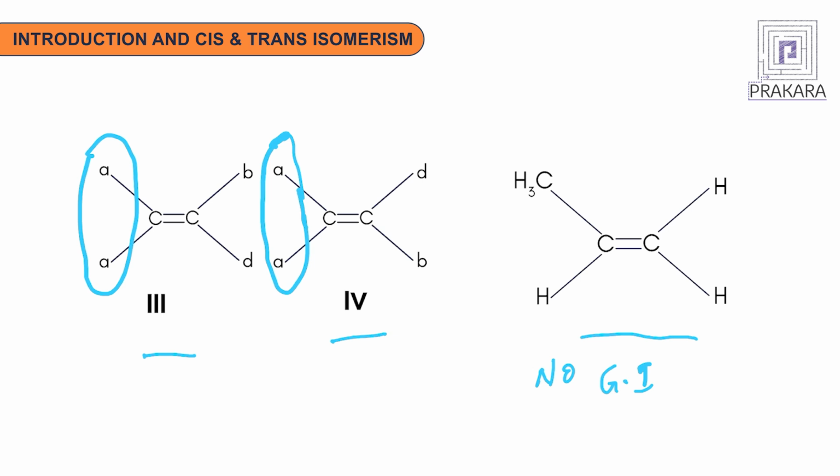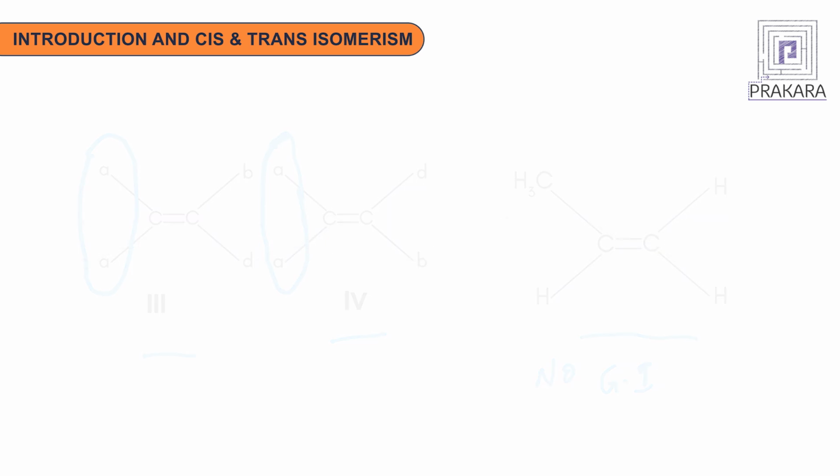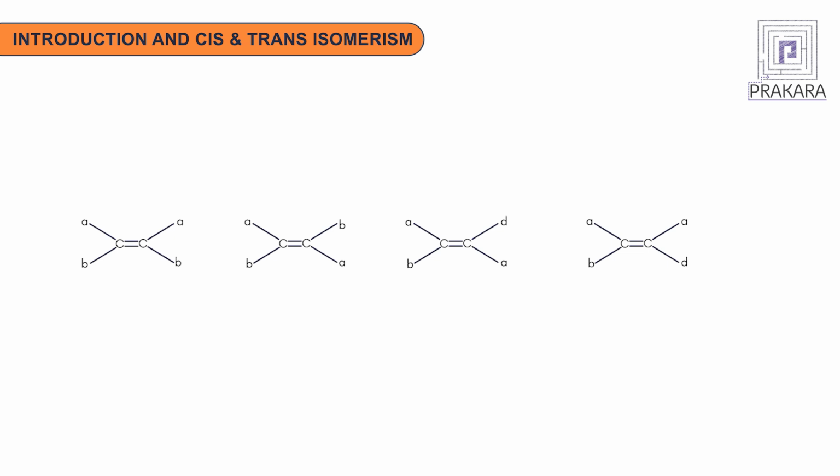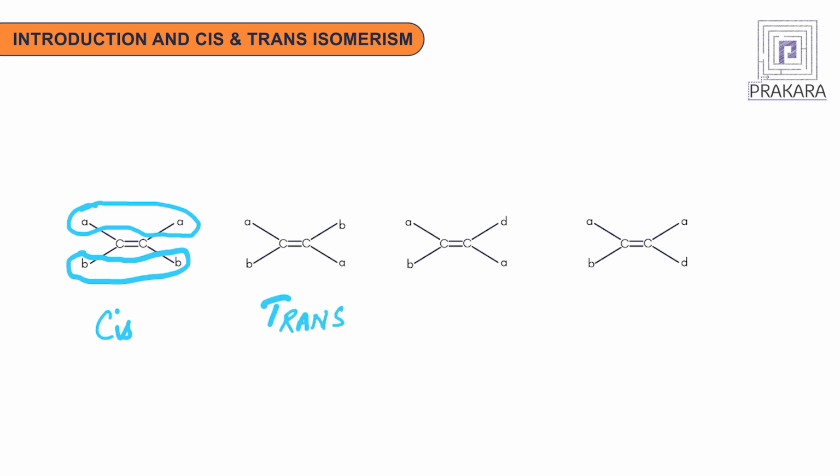Here there should be restricted rotation, and only then can we give the naming. Now a few examples are given. In this example, this is the cis form because A is arranged on the same side and B is arranged on the same side. This is the trans form. In this, A is arranged on the opposite side and B is arranged on the opposite side.